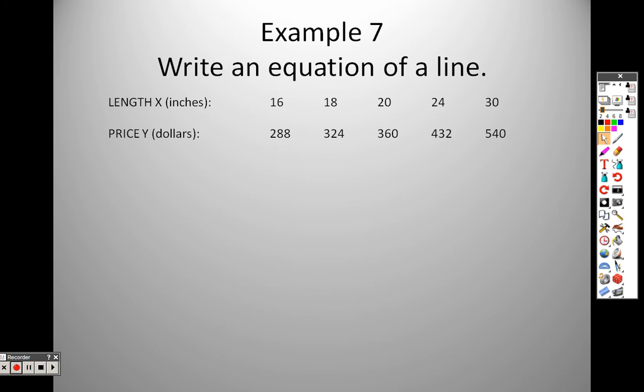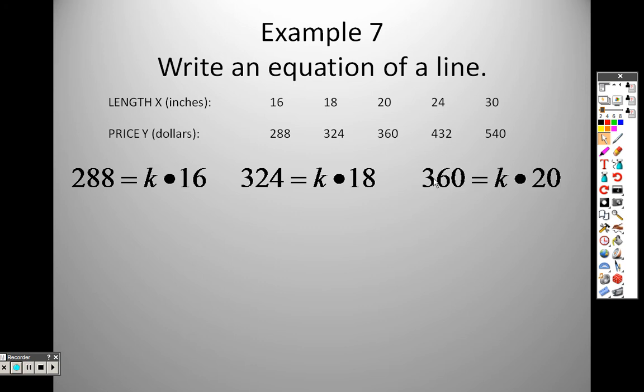Basically what we have here is the length is x and the price is y, and the x is in inches and y is in dollars. So here's what we have. I need to figure out what that constant term is. I know that this is y and that is x, and this is according to direct variation: y equals kx. That's why I saw the k here.